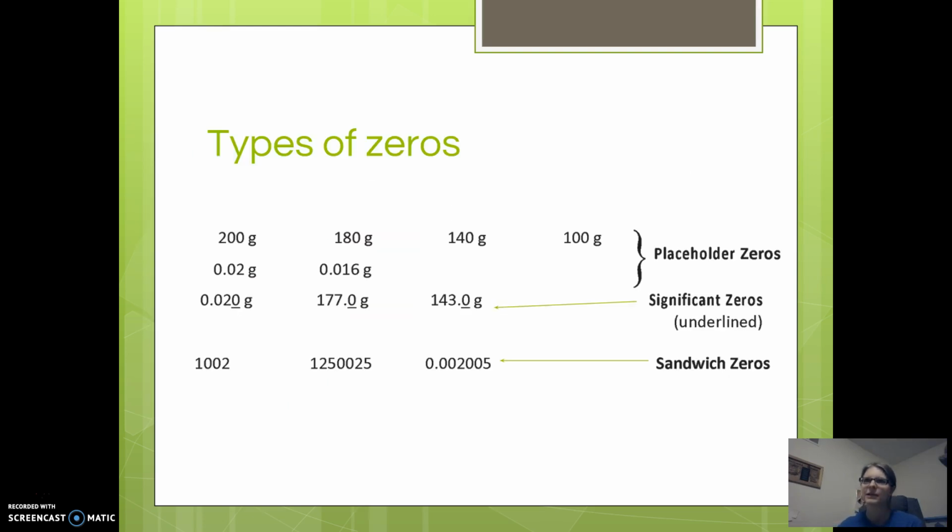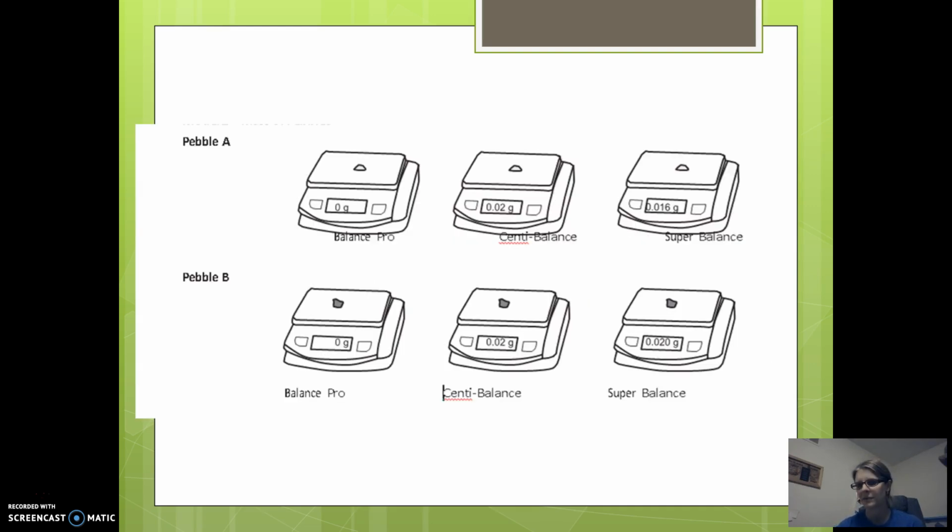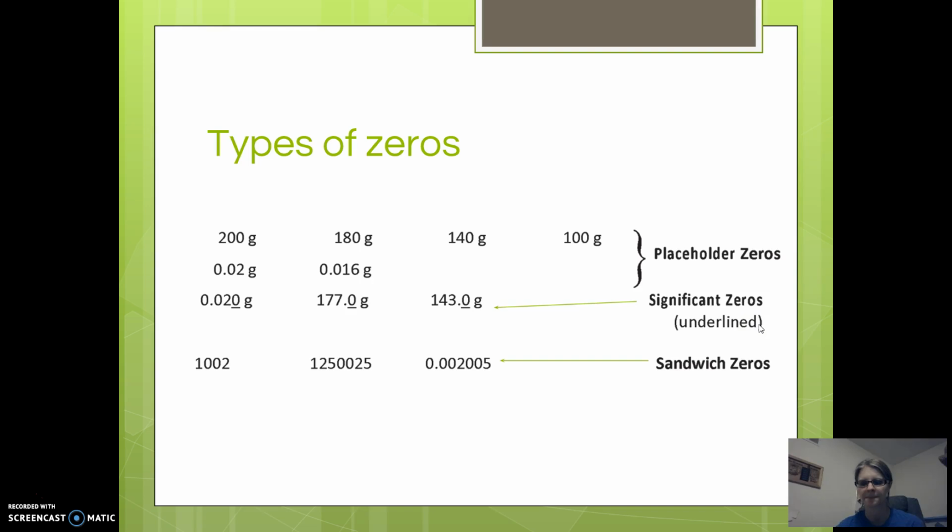Now what we do is we write our numbers like in lab reports or in any papers that are published, and so we have to be able to communicate using our numbers how many Sig Figs, or in other words, how awesome of a balance did I use in this lab. And by saying 0.02 versus 0.016, I'm communicating to the world, hey, I used a really great balance when I used the 0.016 super balance.